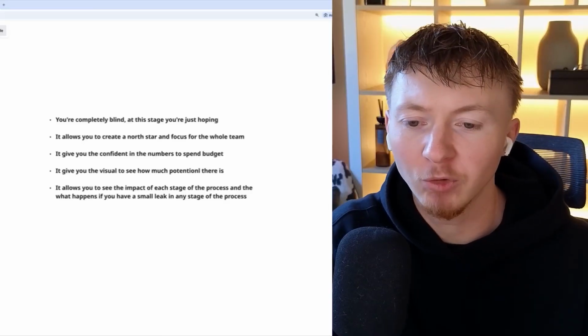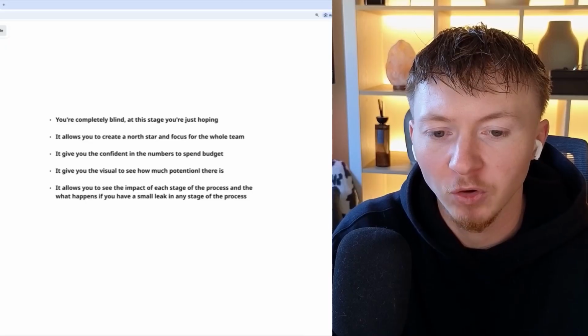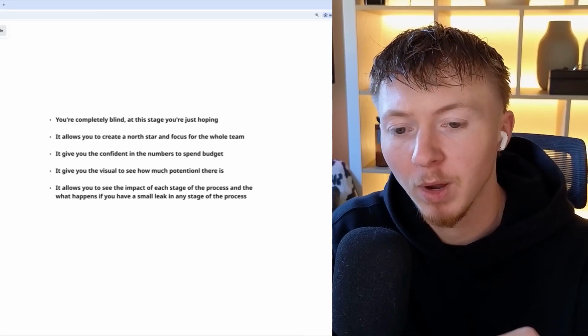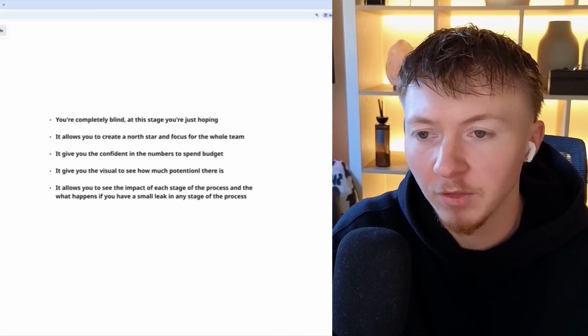And it also allows you to see the impact at each stage of the process and what happens if you have any small leaks in the bucket at any stage of the process. So what is the impact if you have a lower conversion rate than you think you should have? What is the impact if you have a lower contact rate than you think? What's the impact if you have a higher cost per lead? We're going to go through exactly that using the insurance marketing ROI forecasting tool.